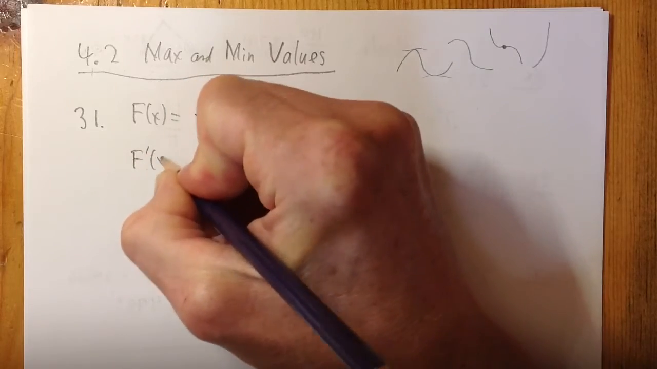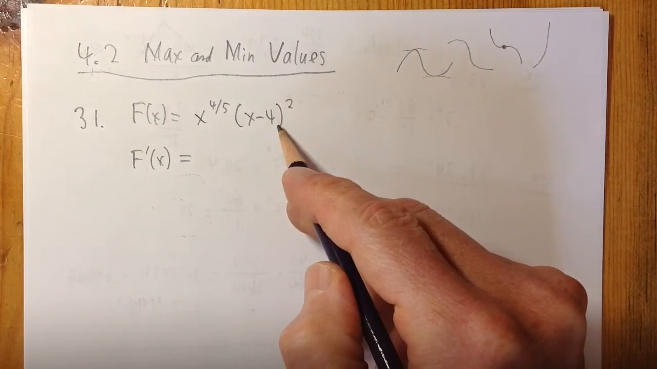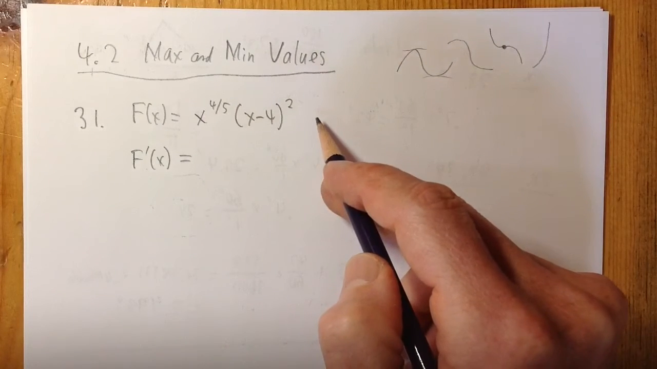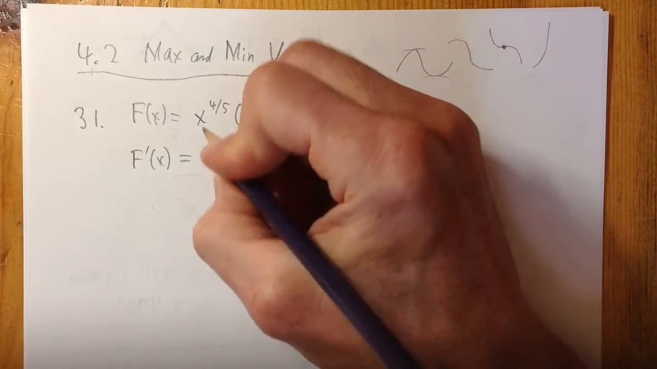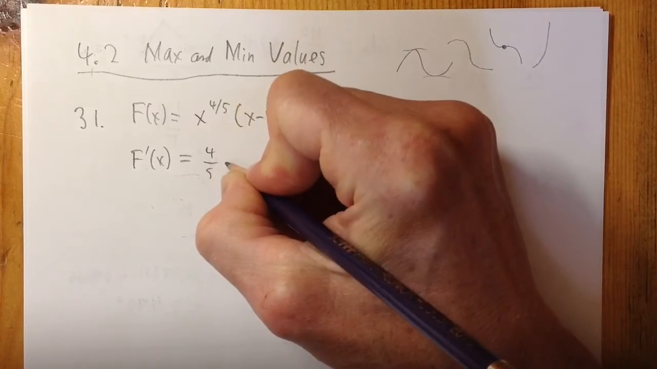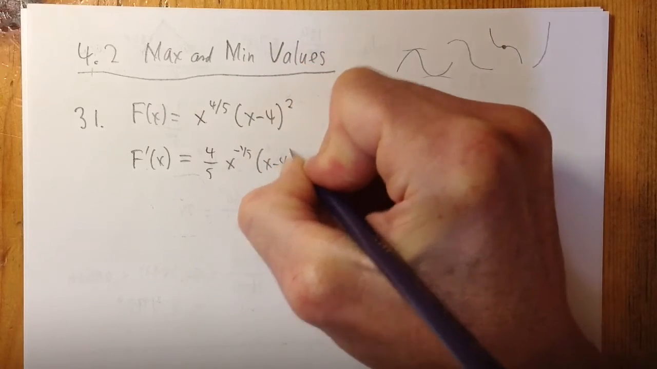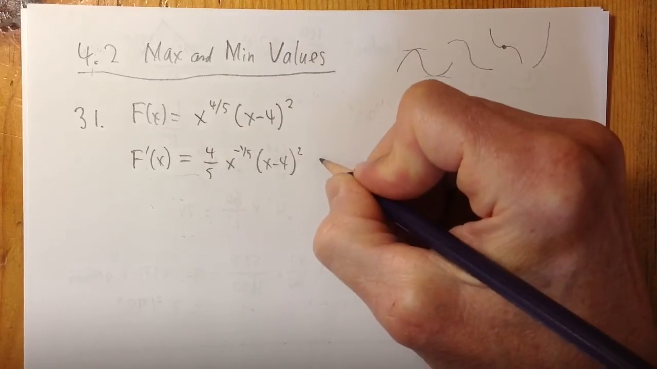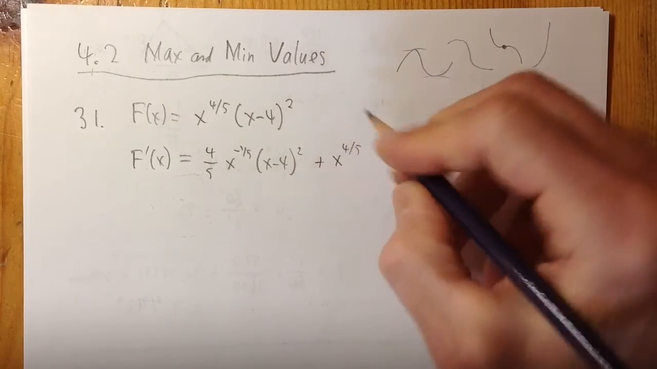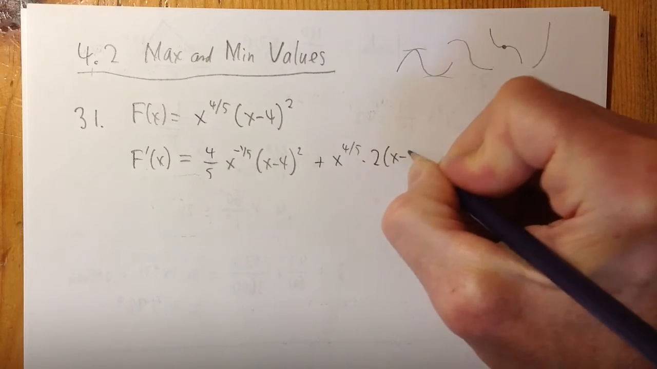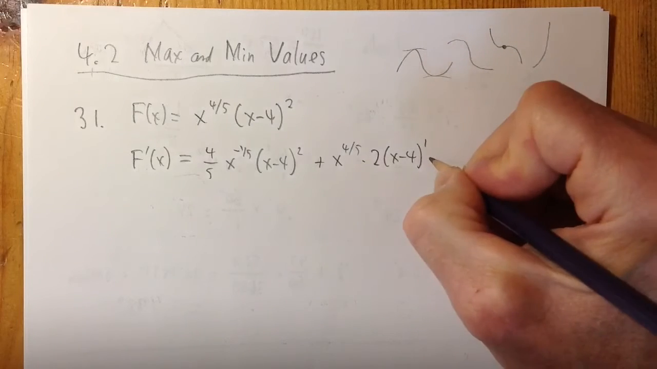So the derivative here looks like a product rule. We could multiply this out, get 3 terms, multiply x to the 4/5 times each one of them, or just use a product rule. I think the product rule is easier. So derivative of the first, so that's 4/5 x to the negative 1/5 times the second, x minus 4 squared, plus the first one, x to the 4/5 times the derivative of x minus 4 squared, which is 2 times x minus 4 to the 1 times the derivative of the inside. Derivative of x is 1. I'll just write that to be clear.